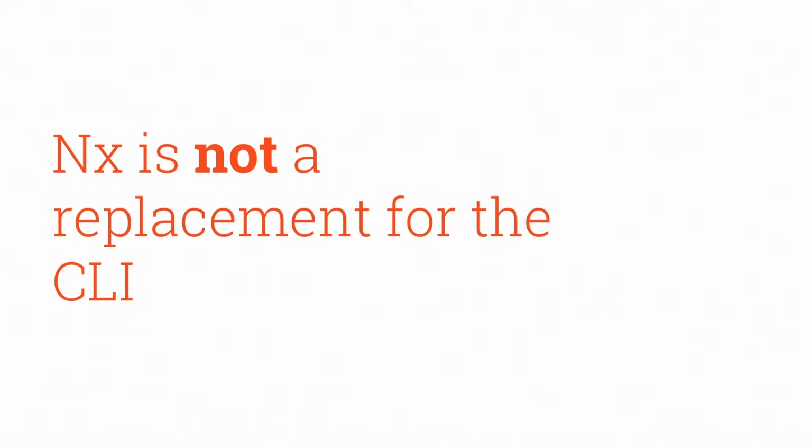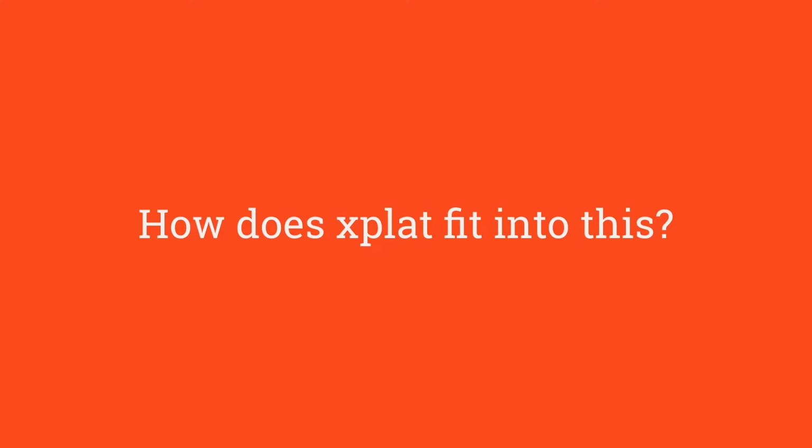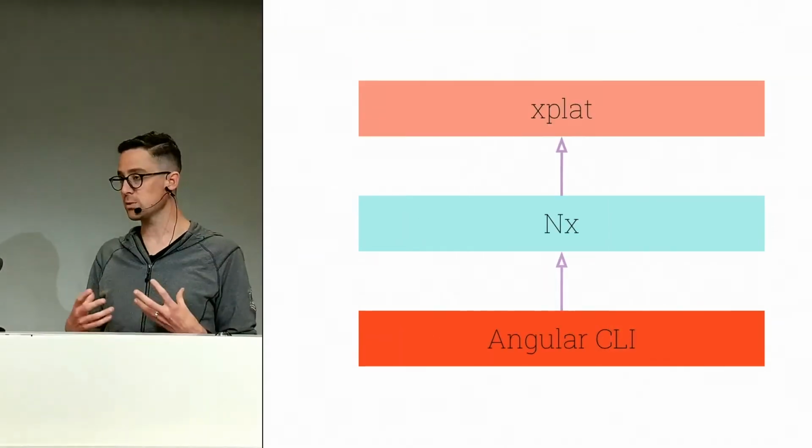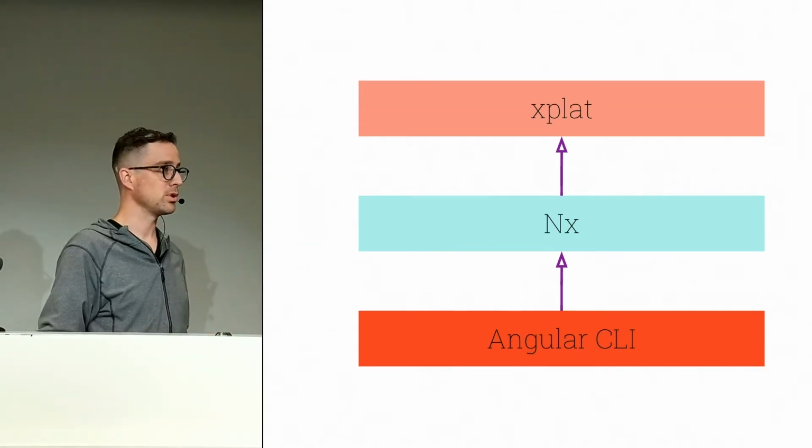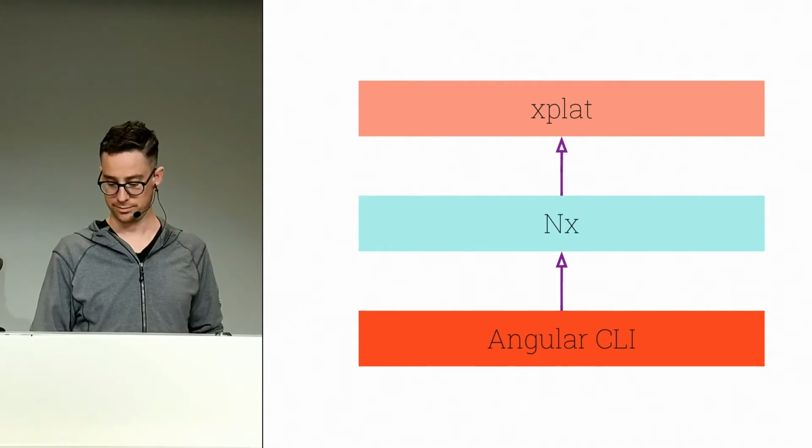So one of the things that people kind of say to me when I start talking about NX is they're like, oh, that's great. Is this a replacement for the CLI? And it is not. So NX Workspaces kind of sits on top of the CLI and extends it a little bit. So now you might be thinking, okay, I'm kind of getting an understanding of what NX is, but how does XPlat fit into all of this? And like I was saying, you can think about it this way. We've got the Angular CLI, and that's at the base. On top of that, we've got NX. NX extends the CLI using what's called schematics. And then further, XPlat extends that CLI and NX, again, using schematics to enable you to do cross-platform development with Angular.